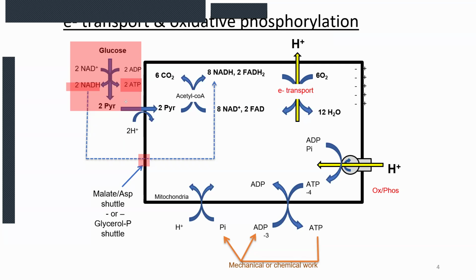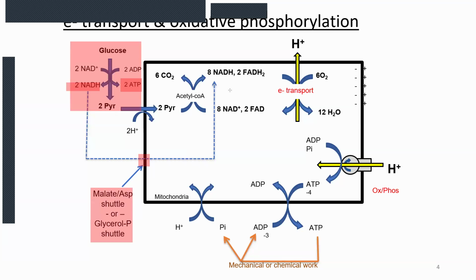So what you need to know is that the malate-aspartate shuttle is one of the protein complexes that translates, as opposed to moves, the energy of NADH across the membrane. Another protein that does the same thing is known as the glycerol phosphate shuttle. These are protein complexes that you'll learn more about in metabolism.